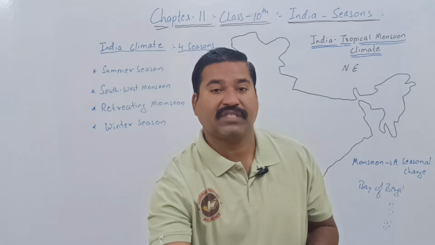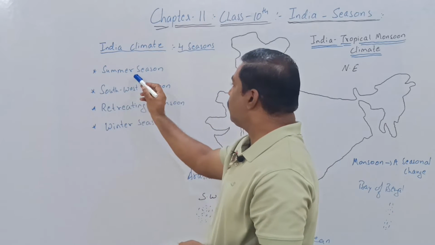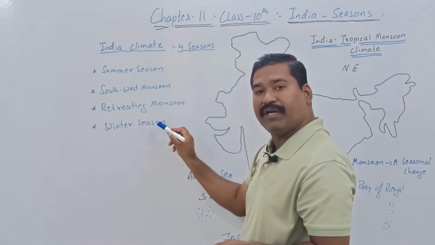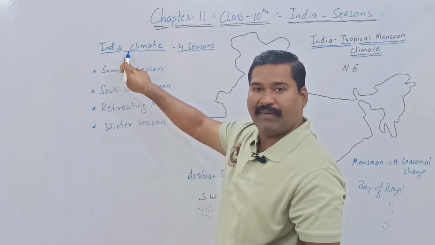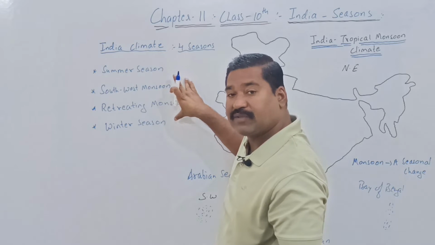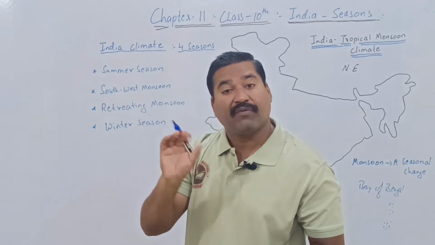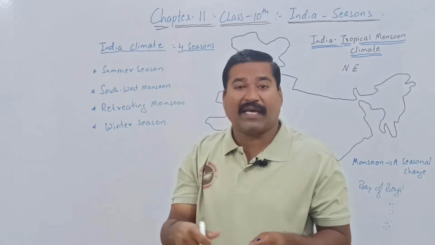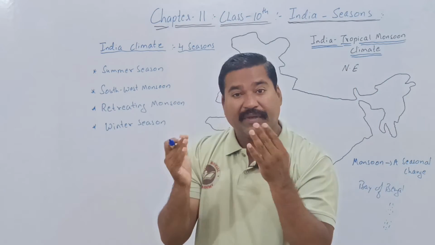We have four seasons here. These four seasons are named the summer season, southwest monsoon, retreating monsoon, and winter season. We call it the Indian climate. It is called climate because it remains for a long period of time; what remains for a short period of time we call weather. Long period climate, short period weather.